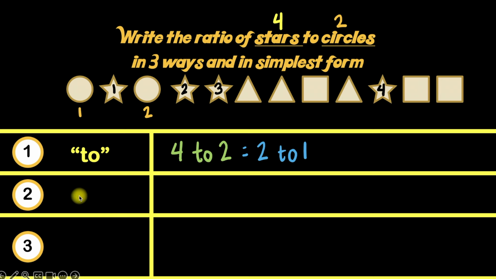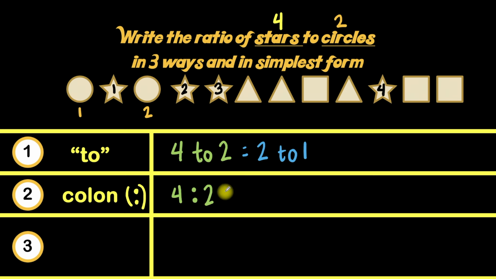The next way to write ratios is by using a colon. And in case you're not sure, a colon is just these little 2 dots, one on top of the other. And we're putting it exactly where we would have put the word "to." So again, we're going to start with the first value in the ratio, which is 4. We're then going to put the colon. And then we're going to put the second value in our ratio, which is 2.